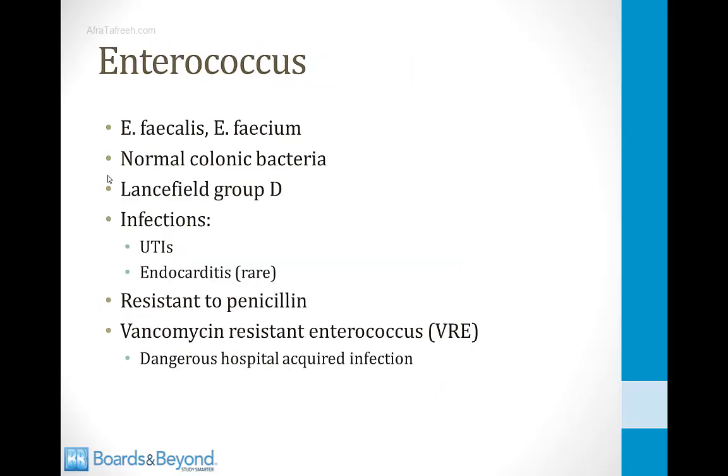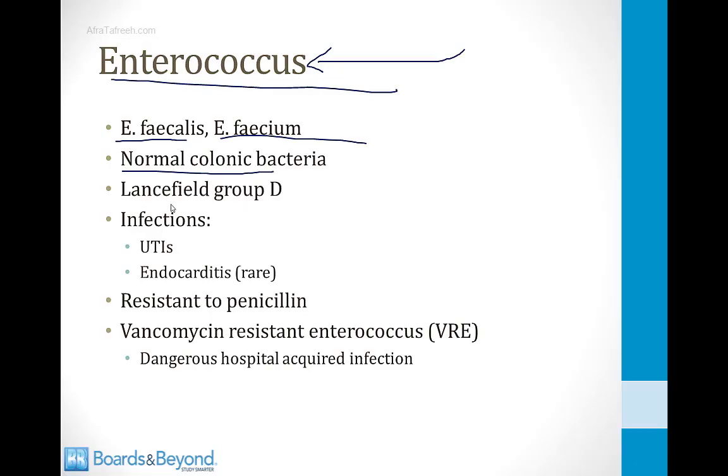The next Streptococcus that we'll talk about is Enterococcus. There are two of these that are medically important, Enterococcus faecalis and Enterococcus faecium, but they both cause similar infections, so most people just call it Enterococcus. They are normal colonic bacteria, and they are Lancefield group D, and the two infections that they can cause are UTIs, and they are a rare cause of endocarditis.